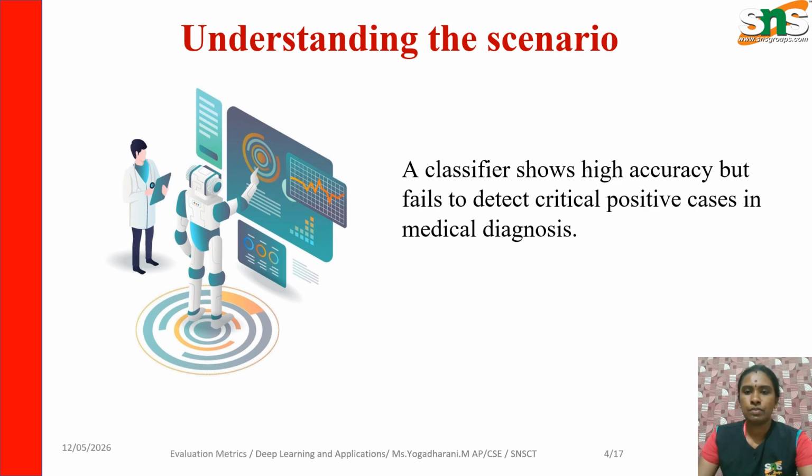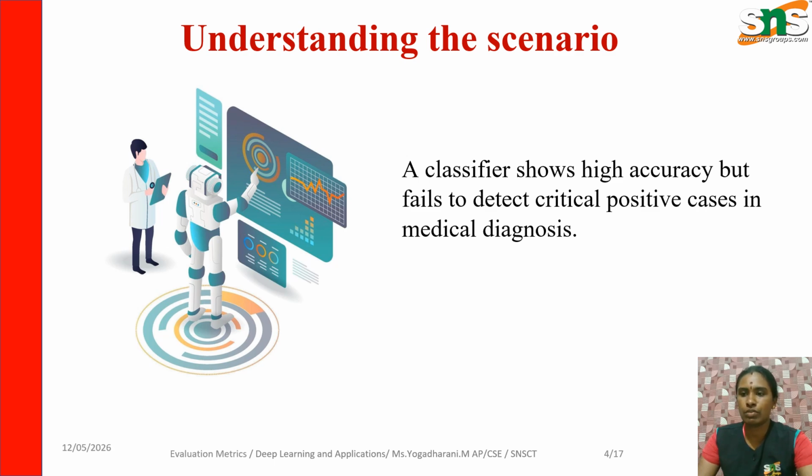Let us understand this with a real world example. Imagine a medical diagnosis system that detects cancer. Suppose out of 100 patients, 95 are healthy and 5 have cancer. If the model predicts all 100 patients as healthy, it gets 95 predictions correct, so accuracy becomes 95 percent. That sounds excellent, but the model failed to identify all 5 cancer patients. That is extremely dangerous, and this example teaches an important lesson: accuracy does not always mean a good model. We must choose better evaluation metrics depending on the problem.